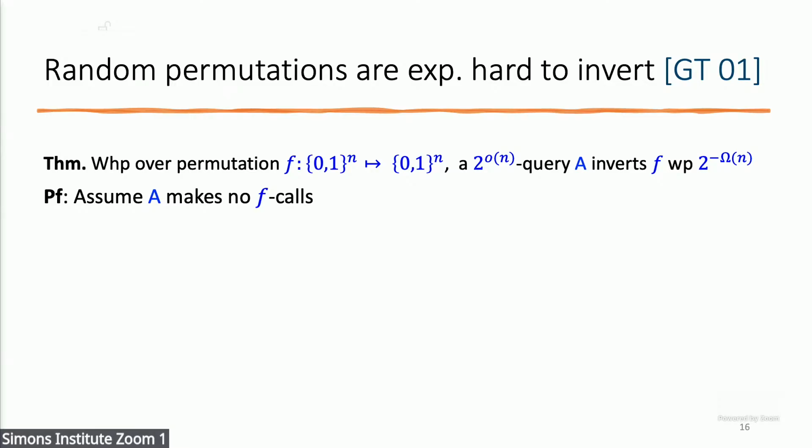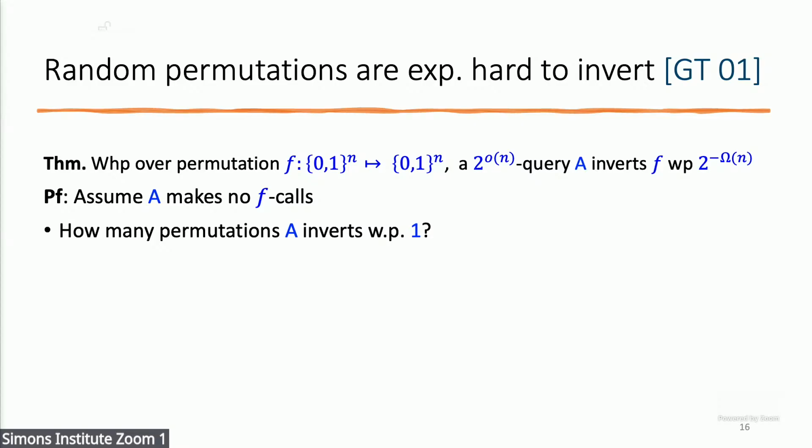So let's do it. Assume A makes no f calls at all. The adversary trying to invert it doesn't make f calls. And how many permutations does A invert with probability 1? Again, you have an adversary making no f calls and it inverts f with probability 1. How many f can it invert?